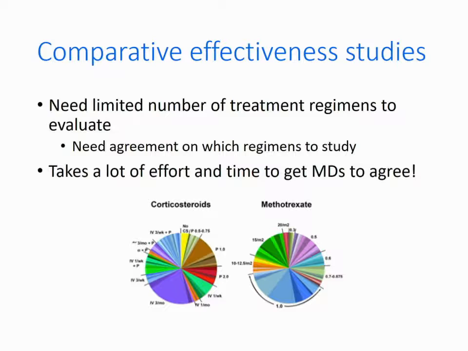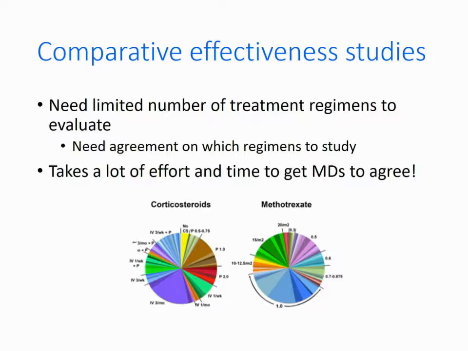We need a limited number of treatment regimens to study, and we need to agree on which regimens to study. This was from a survey I had done to ask people, how do you treat? I said before that 95% of the CARRA members agree on using methotrexate and steroids. But I gave them a case of a 4-year-old girl with a linear scleroderma lesion, and I asked specifically, how would you treat?